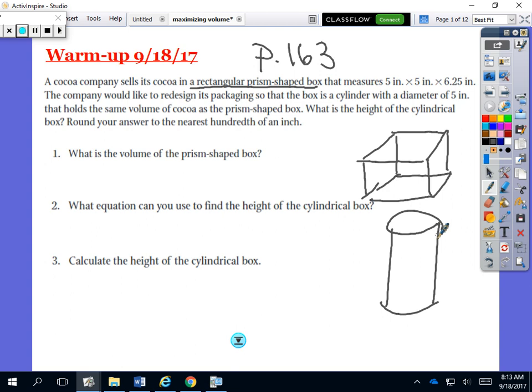So remember, a 5 by 5 by 6.25 box has a volume. We don't know what the volume is, so we need to find the volume of the prism-shaped box. Well, we know volume is going to be the area of the base, which is 5 times 5, which is 25, times 6.25. So this volume is going to be equal to 156.25.